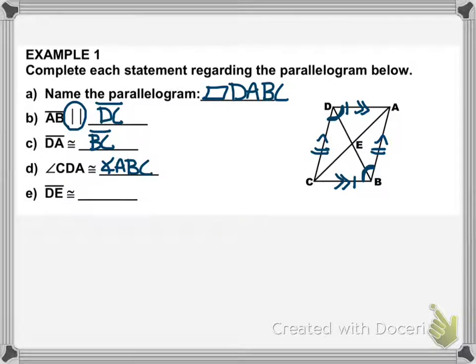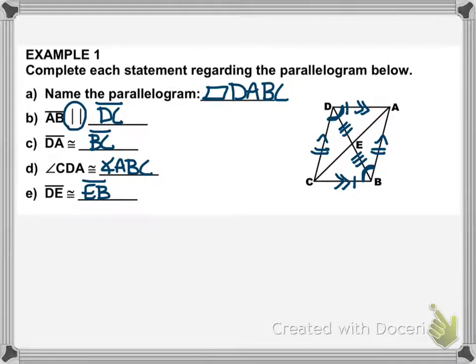And then the last thing, I've got segment DE, which is this guy right here, and it's going to be congruent to the other half of its diagonal, which is over here. I could call it segment EB or segment BE. Either one is fine. So those are what some of the congruent parts are, or parallel parts are. Now we're going to use those in problem situations and try to set up some equations to help us find some unknown values.